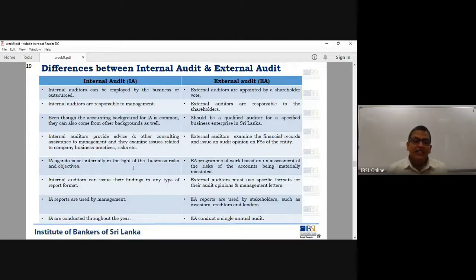Internal audits are conducted throughout the year. External audit conducts a single annual audit. So actually, there is nothing much to explain here. These are very straightforward differences between internal audit and external audit. You can just read it and understand. There's nothing rocket science here. So I think you all can understand. If you have any questions, you can ask me.